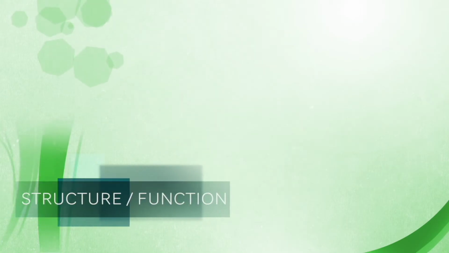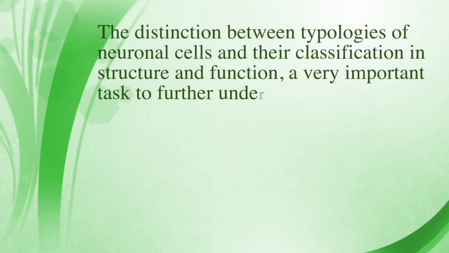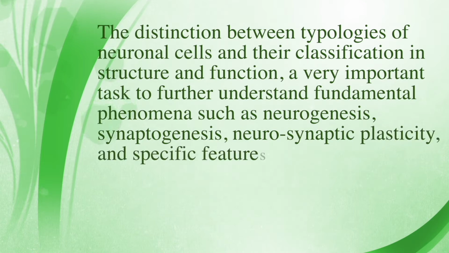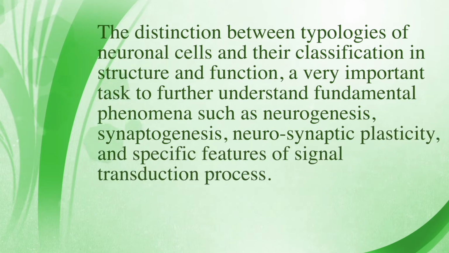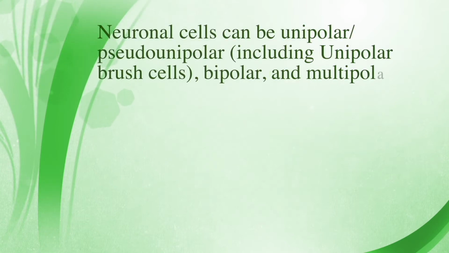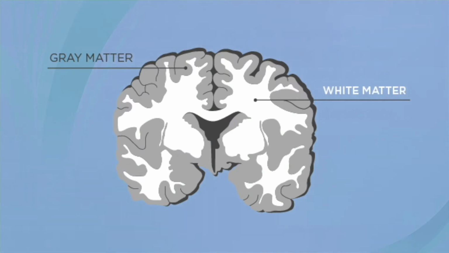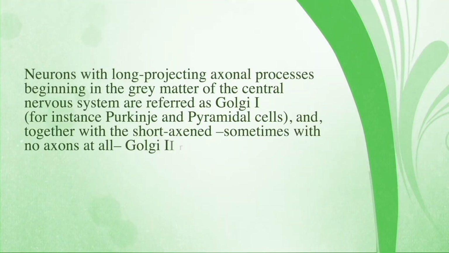So if you remember, we started with a distinction that has to do with the structure and the morphology of neuronal cells. And if you remember, we mentioned that neuronal cells can be unipolar, pseudo-unipolar, bipolar, and multipolar depending on the structure and mutual relation between axons and dendrites. Another thing that I want you to remember is that there are neurons with long projecting axonal processes beginning in the gray matter of the central nervous system, and those are referred to as Golgi 1, and together with a short axon Golgi 2, they represent multipolar neurons such as the granule cells.